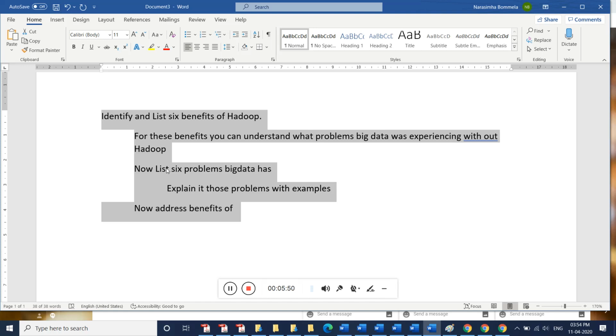After identifying benefits, then identify problems, then elaborate about the benefit. Whatever benefit is offered by the technology, elaborate it properly, showing how it addresses the problem experienced by big data technology. This is how we address this document. Understood? The same kind of study should be followed for MapReduce also.